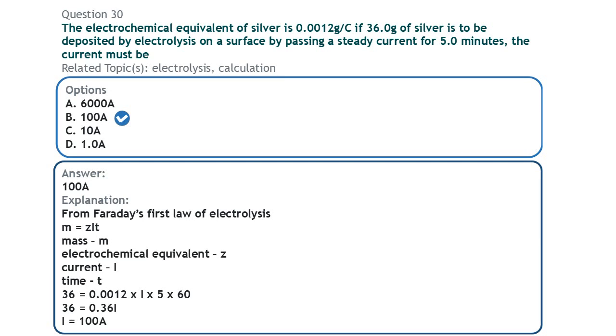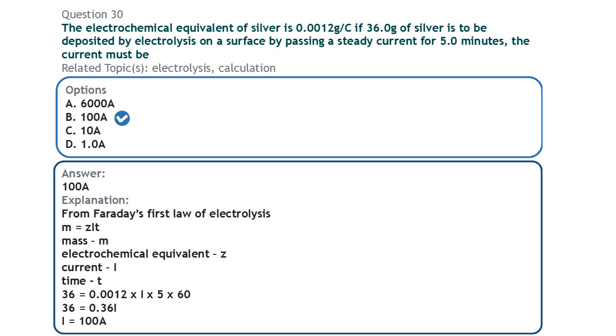So what we are looking for here is the current, right? You're given the mass of the silver as 36, so you have 36 is equal to Z, the electrochemical equivalent of the silver, 0.0012, times I, the current, which is what we are looking for, times the time. They gave us the time in minutes, 5 minutes. We need to convert it to seconds. So how do you convert from minutes to seconds? We multiply by 60. So 5 minutes is going to be 5 times 60 in seconds.